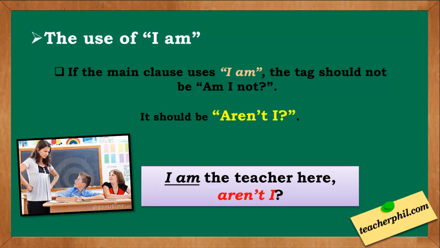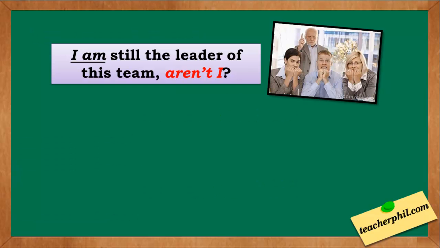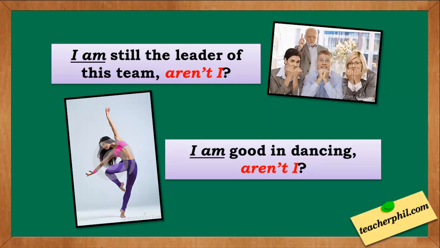Example, I am the teacher here, aren't I? We can't say I am the teacher here, am I not? That would be wrong. The second example, I am still the leader of this team, aren't I? The last one, I am good in dancing, aren't I?